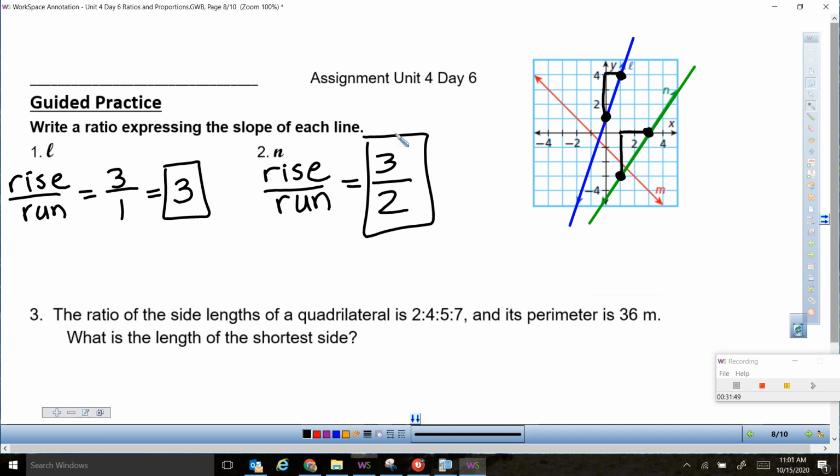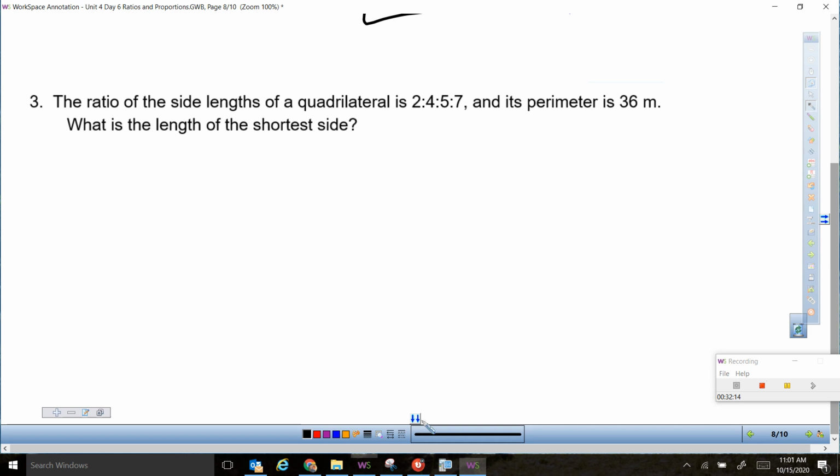Number 3, the ratio of the side lengths of a quadrilateral is 2 to 4 to 5 to 7. And its perimeter is 36. What is the length of the shortest side? Now, a quadrilateral, quad, how many sides does a quadrilateral have? You're right, it's 4. And let's see, the ratio is 2 to 4 to 5 to 7. I'm going to draw myself a quadrilateral. So this time, instead of angles, we're talking about side length. So the shortest side length, I'm going to make that one 2x. And then the next one would be 4x. Next one is 5x. And what about the longest one? 7x.